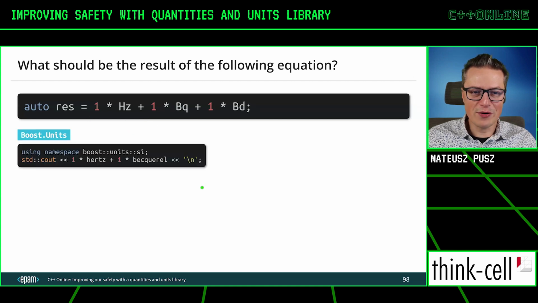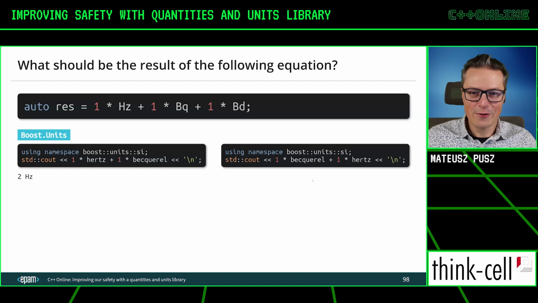I asked different libraries on the market. Boost.Units claimed that it is 2 Hertz, but baud is not supported by Boost.Units, so I just compared the first two. I thought that maybe the left-hand side is always returned, so I checked the other way around. I also got 2 Hertz.